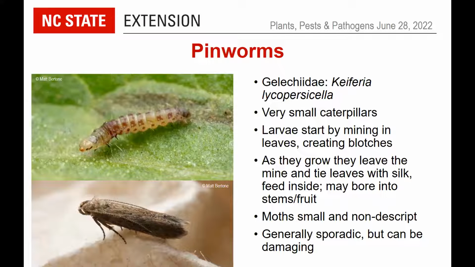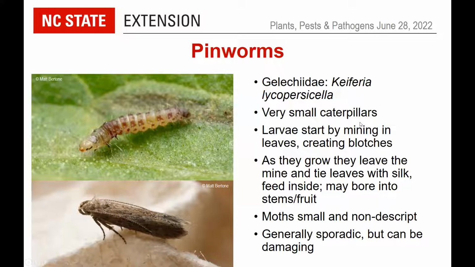Okay, moving on to some tiny caterpillars, tomato pinworms. So these are Gelechiid moths. Gelechiids are pretty characteristically known for their palps that curve over their head. And they have very small caterpillars. These are only about a quarter of an inch or so at most in size when they're full grown.